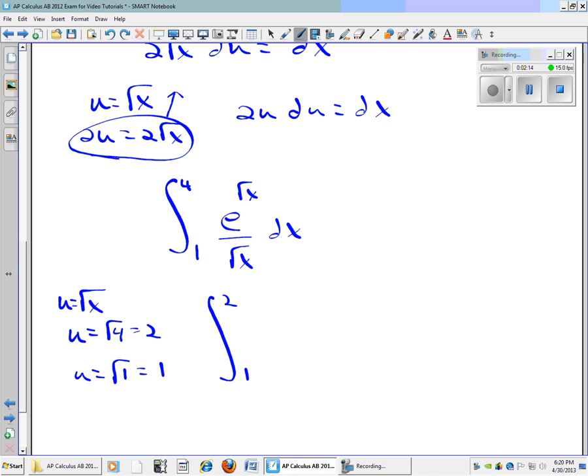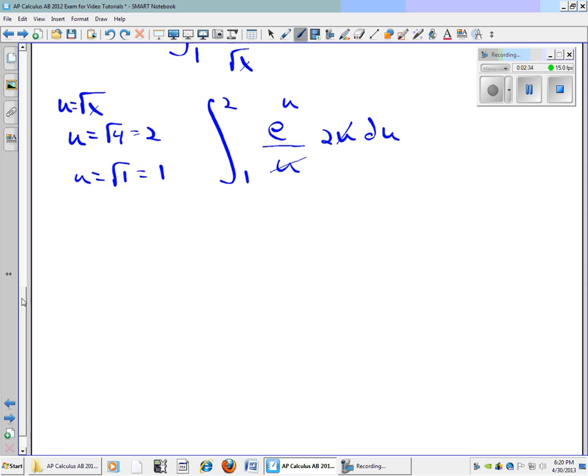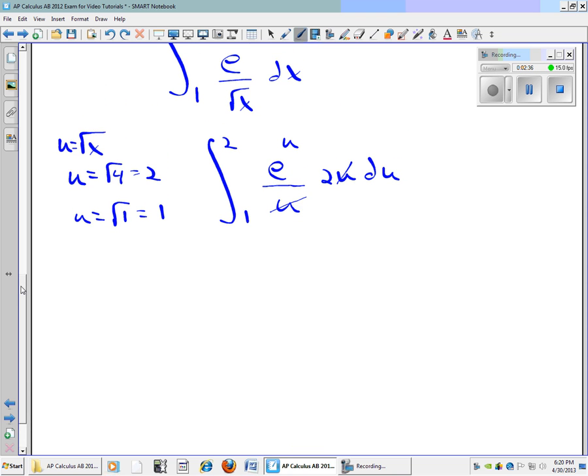I will then be able to write e to the u divided by u. And the substitution for the dx is 2u du. And we notice that the u's will cancel. The 2 can come out front. So I'll get 2 times the integral from 1 to 2 of e to the u du.